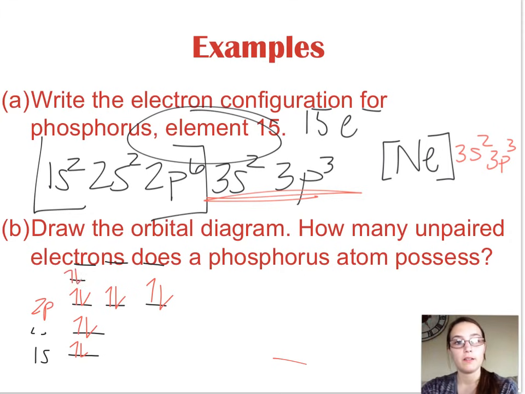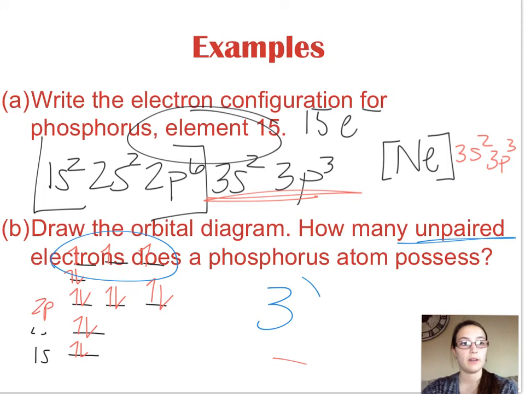Then 3s, and then 1, 2, 3. So we have 1s2, 2s2, 2p6, 3s2, 3p3. The question asks how many unpaired electrons a phosphorus atom possesses. The answer is 3. All of the electrons in that 3p are unpaired electrons.